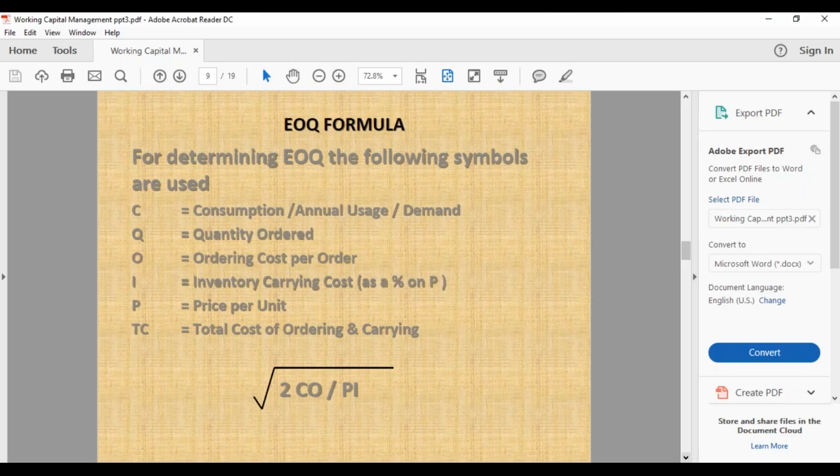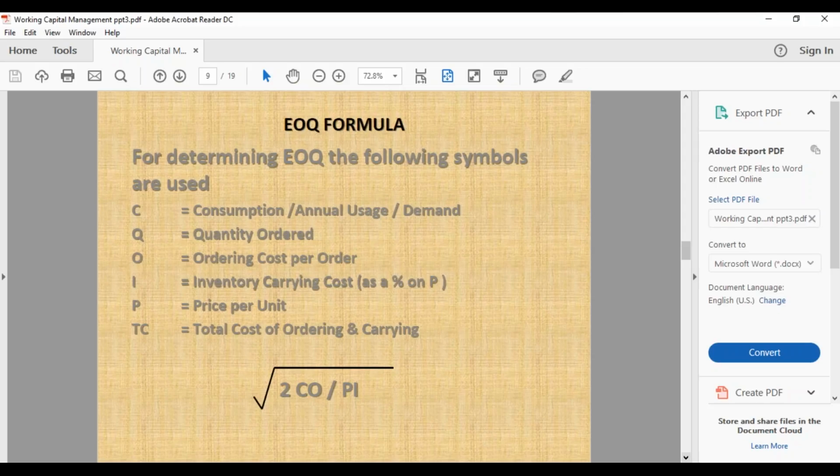It is not a very complex formula, it's a simple formula. Under root of 2 into CO divided by P into I. C is the consumption, annual usage or demand. Q is the quantity ordered. O is ordering cost per order. I is inventory carrying cost. P is price per unit.